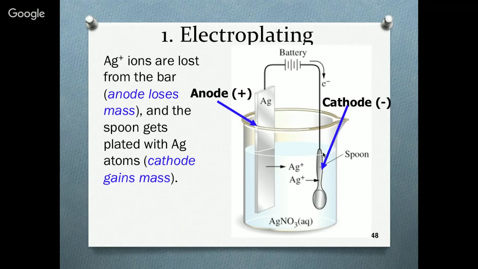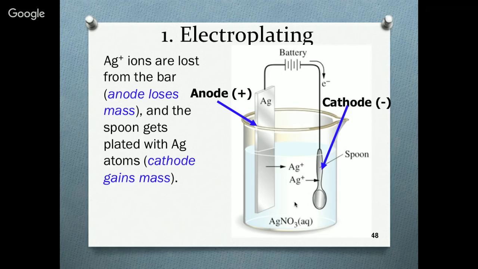So here's a picture of an electroplating setup. You see a spoon. We want to plate the spoon with silver. So the spoon is the object. The object in this type of cell is always going to be the cathode. The object is the cathode, and it's negative. What happens is positive ions in the solution are attracted to the negative cathode and stick onto it.